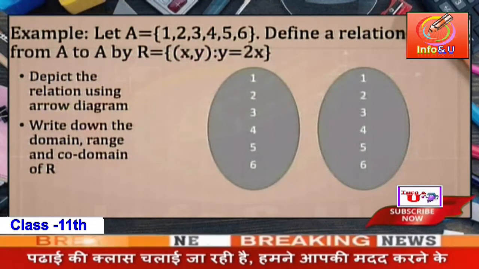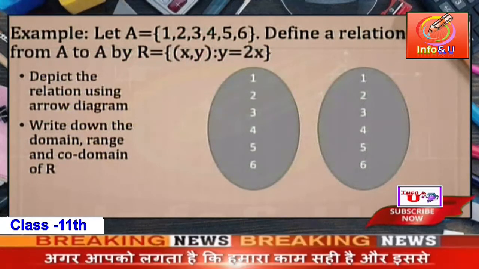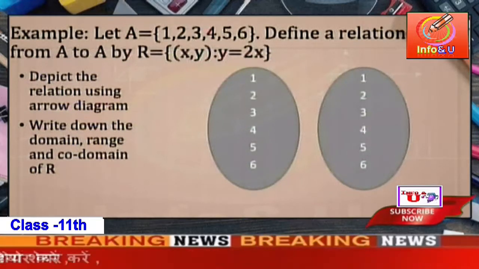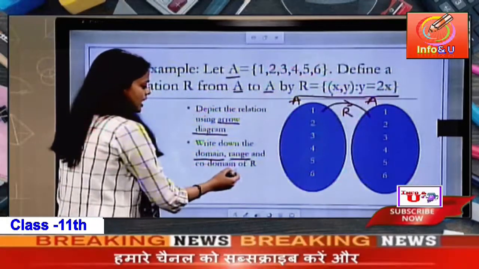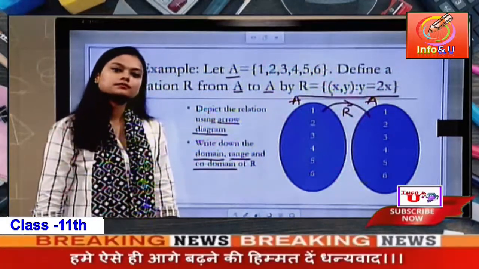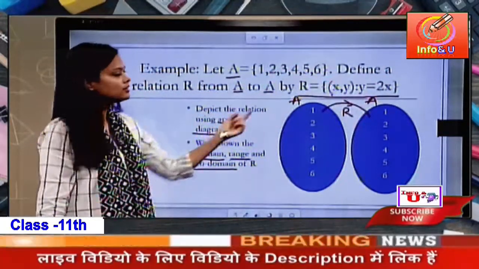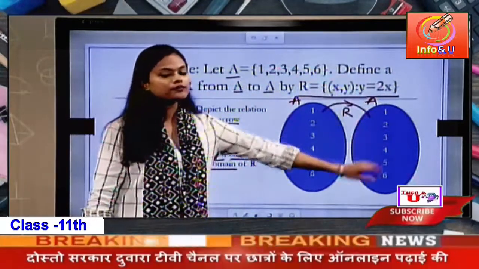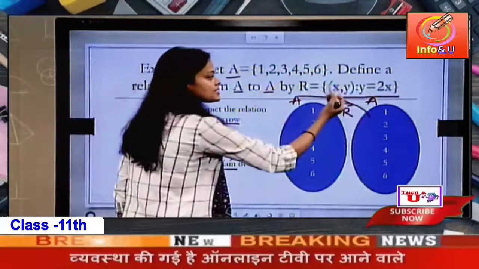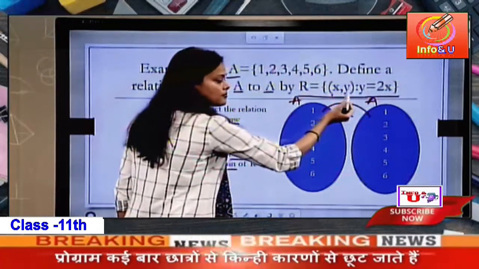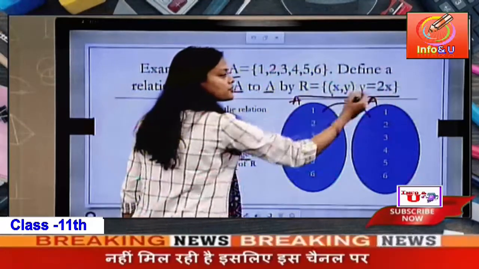What we have to find? Arrow diagram. That means we have to represent our relation with the help of an arrow diagram, and the domain, range and codomain of the relation R. So, first let us represent the relation R in these two sets, which is our arrow diagram. Now, see in this case, the second element is twice of the first.